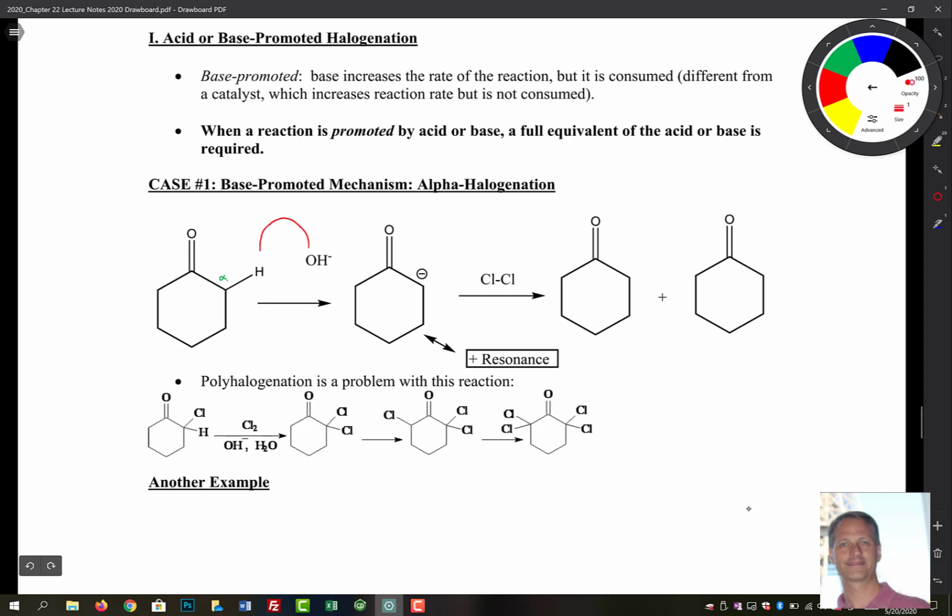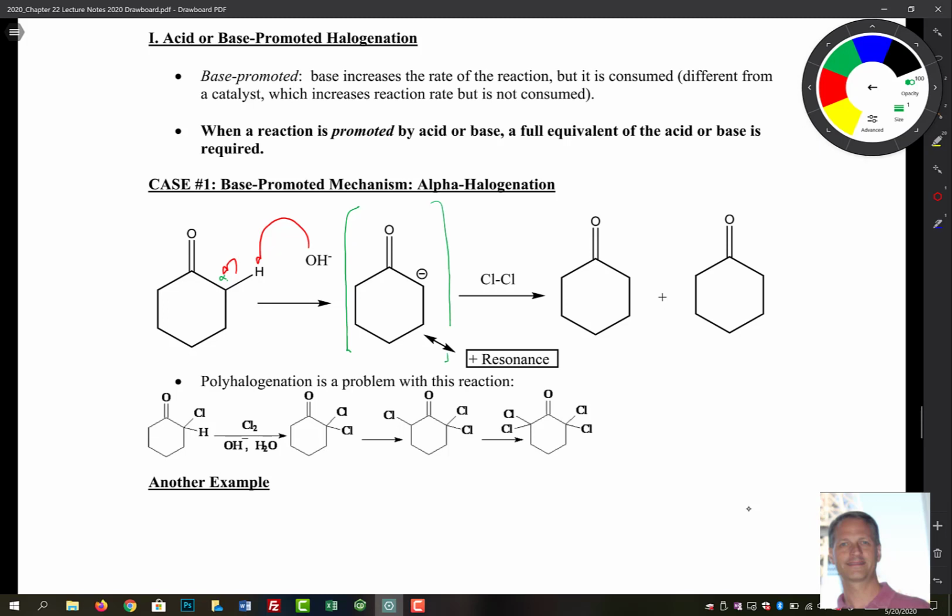So we're going to come around here and grab that H, and that's going to do this. For the sake of saving time, here is our enolate, and of course that has resonance, so we could draw the resonance structure of this.